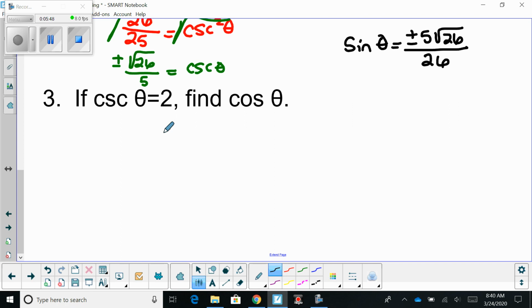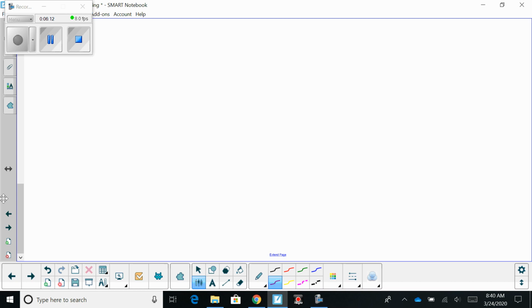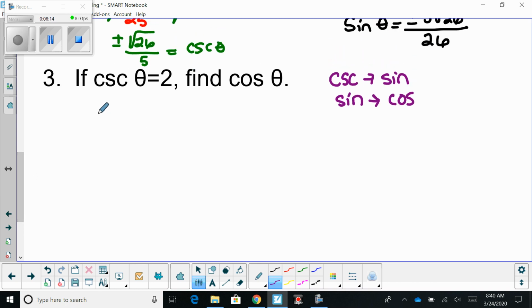All right, here I've got a cosecant. If cosecant equals 2, find cosine. Well, the first thing that pops in my head is cosecant can give me sine from my reciprocal identities, and then sine can give me cosine from my Pythagorean identities. Let's see, if cosecant equals 2, sine is equal to 1 over the cosecant. So sine is equal to 1 over 2.